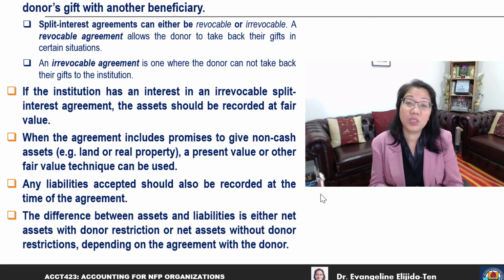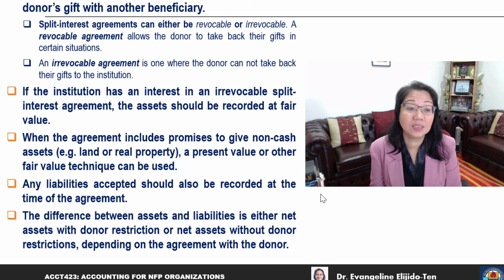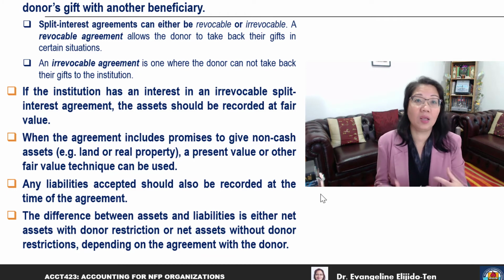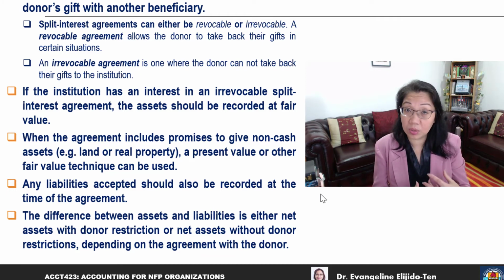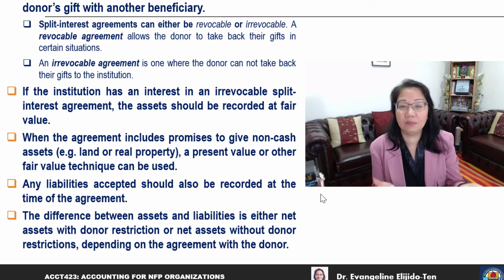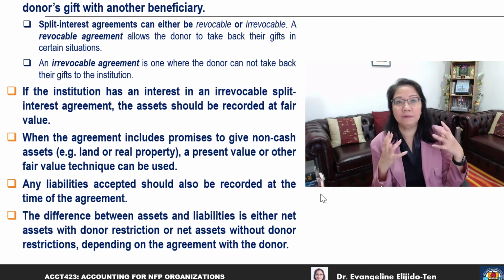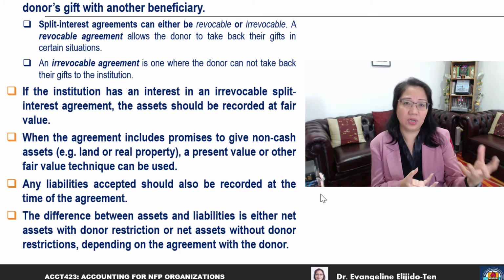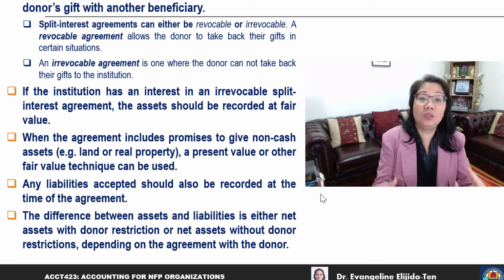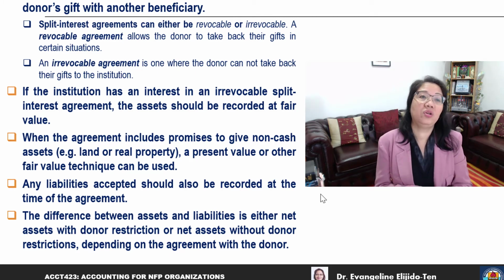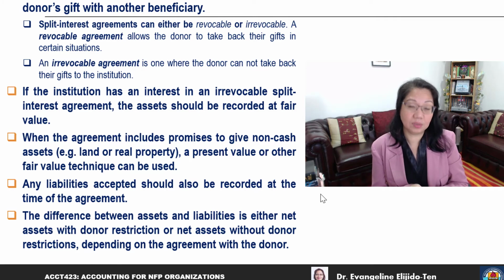The difference between the assets and liabilities is either net assets with donor restriction or net assets without donor restriction, depending on the agreement between the donor and the university. So if a building that I own has a $50 million value and there is still owing of $20 million in it, and I am donating it to the university with split interest, all right?